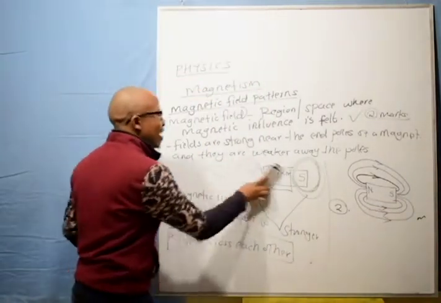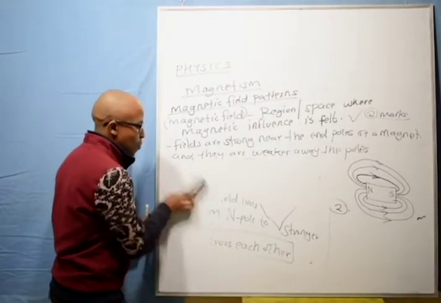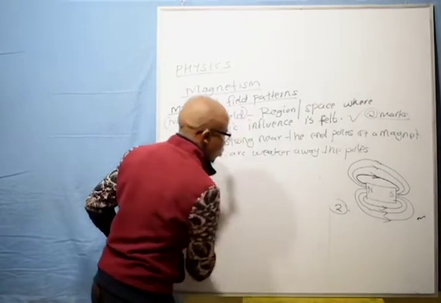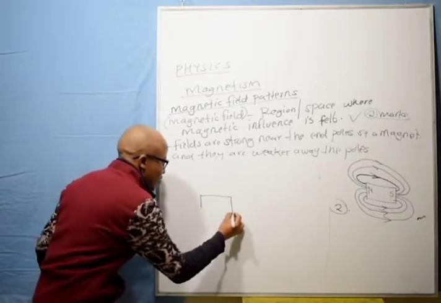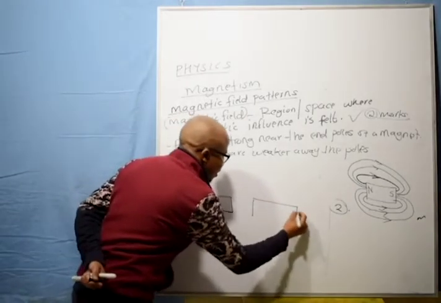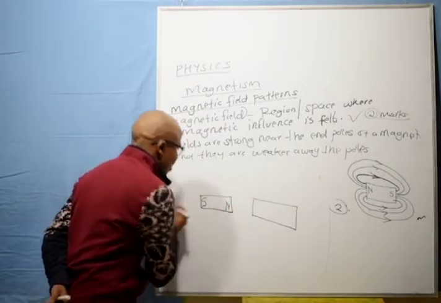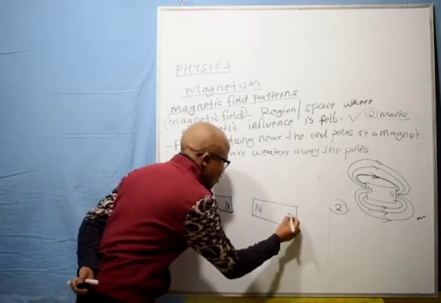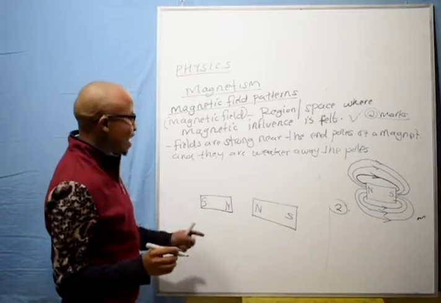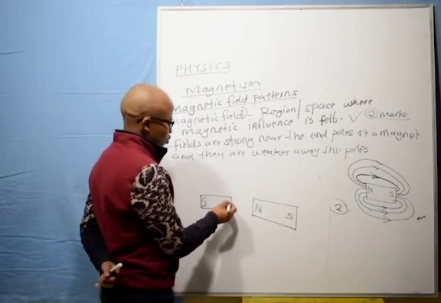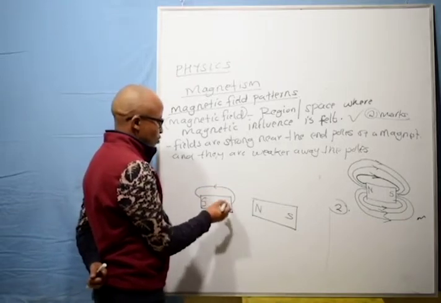Another example: you can have 2 bar magnets, and you are told to draw the magnetic field lines. This is the first bar magnet and this is the next bar magnet. Here is north, this is south. Here is north, this is south. Number 1, we have said the lines run from North Pole to South Pole, so you show them using arrows.